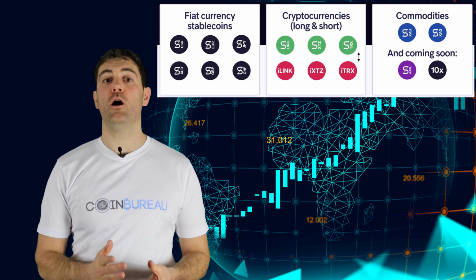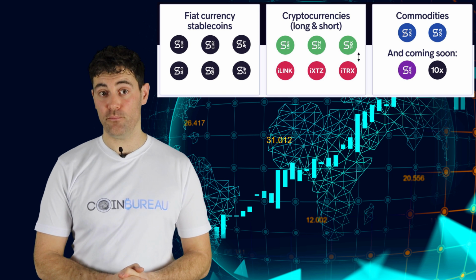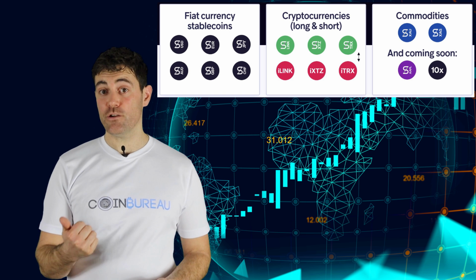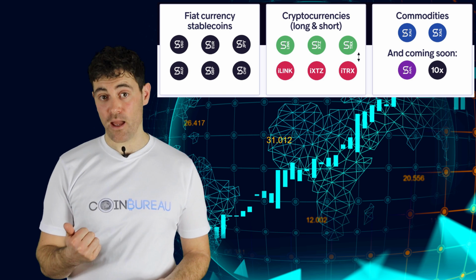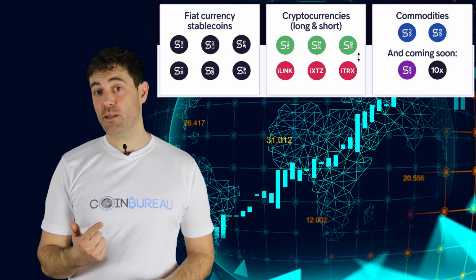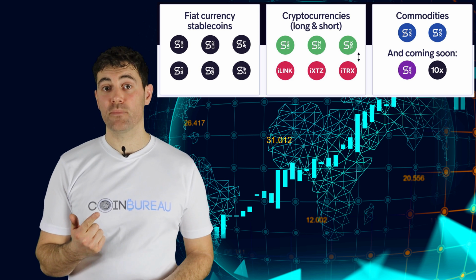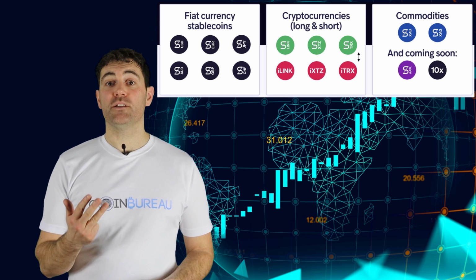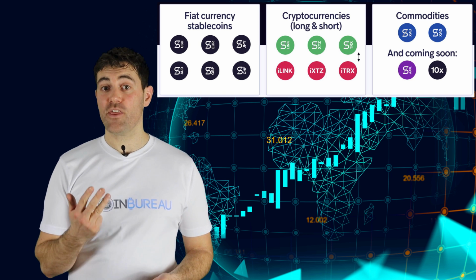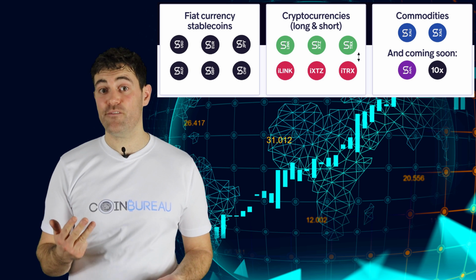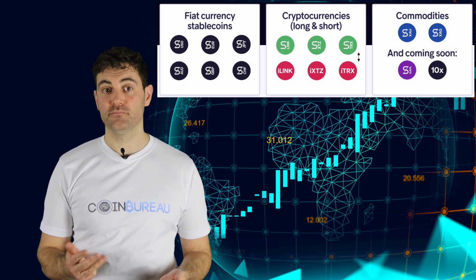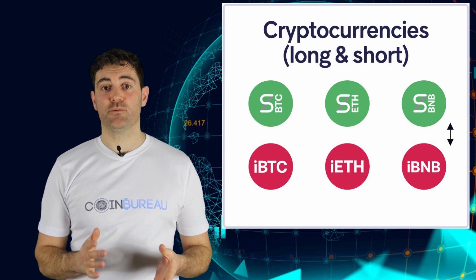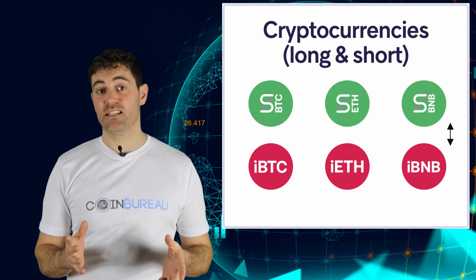Well, there are a number of different asset categories to choose from. These include fiat currencies like USD, the Euro, Yen, Aussie Dollar, British Pound. Cryptocurrencies like Bitcoin, Ethereum, and BNB. Commodities like gold and silver. And stocks are coming soon, which will allow users to trade synthetic versions of stocks like Tesla, Netflix, Amazon, and Apple.